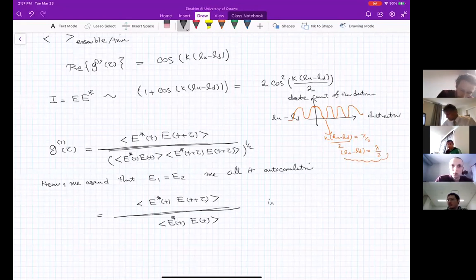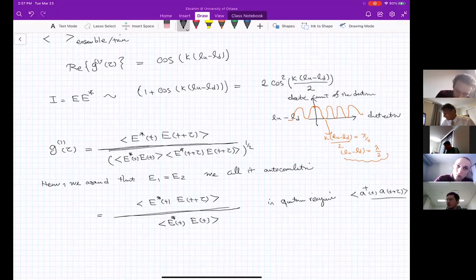And in the quantum regime, if you remember, that was E minus, and the other one was E plus. That is given by A dagger of T, A of T plus tau, divided by the average of photon number, which is A dagger of T, A of T. Good?